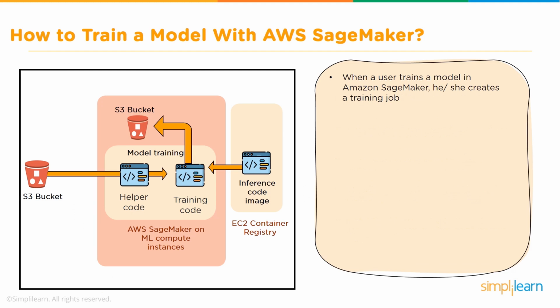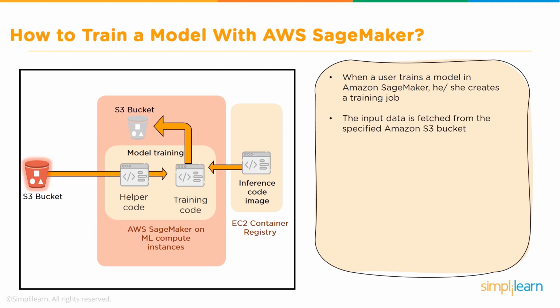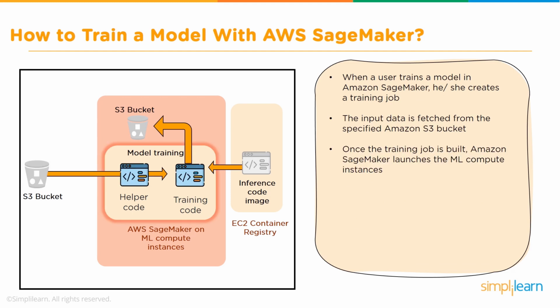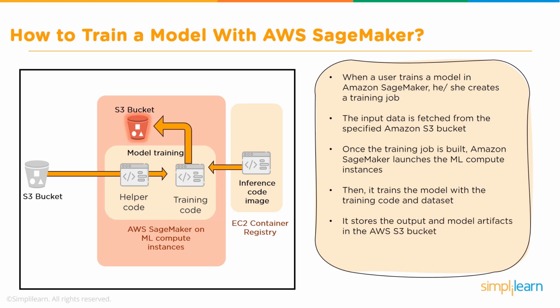So we need to first create a training job, and then the input data is fetched from the specified Amazon S3 bucket. Once the training job is built, Amazon SageMaker launches the ML compute instances. So these compute instances will be launched once the training job is built. Then it trains the model with the training code and the data set, and it shows the output and model artifacts in the AWS S3 bucket. So this is done automatically.